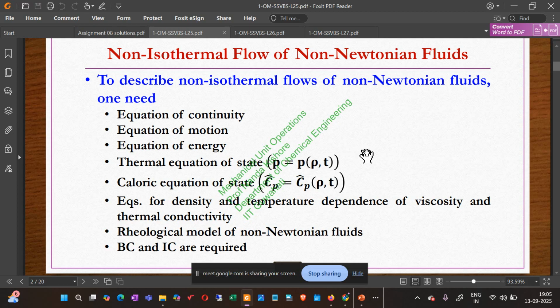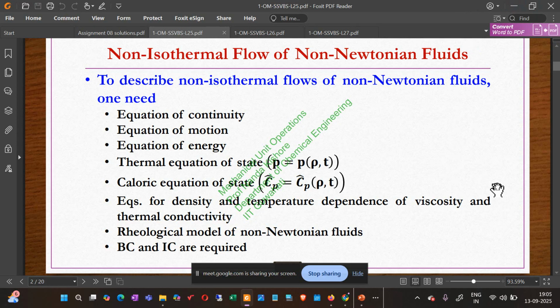So whatever is needed for the Newtonian fluid will be needed here also. Along with that, what you need is the equation of energy for the non-isothermal part, and then there could be the thermal equation of state, pressure as a function of rho and T, and then the caloric equation of state, equations for density and temperature dependency. If density depends on temperature, or viscosity and thermal conductivity depend on temperature, then that can also be considered. And then the rheological model of the non-Newtonian fluid.